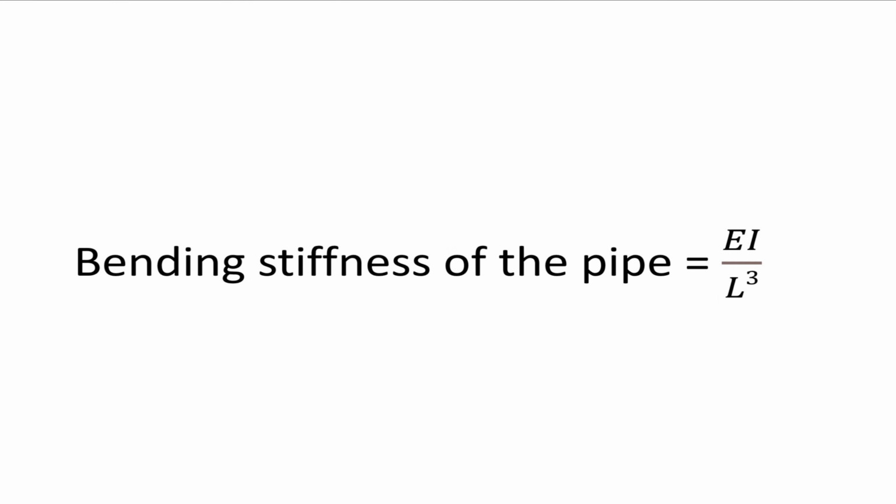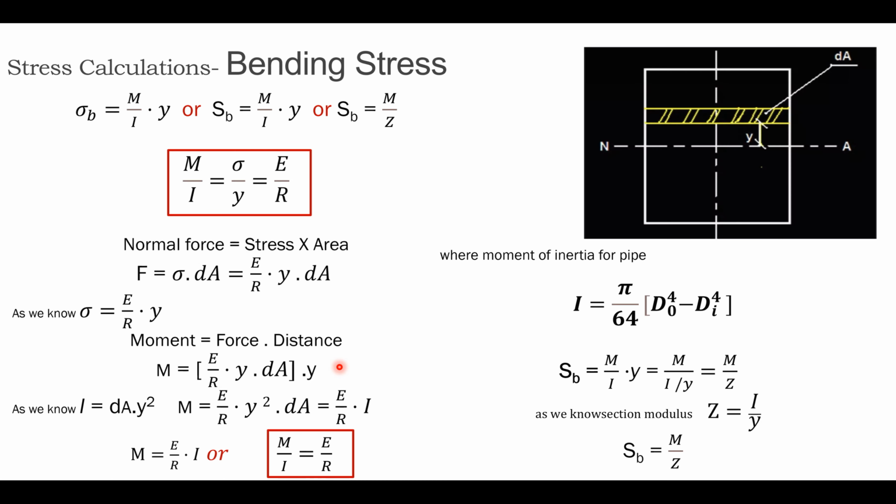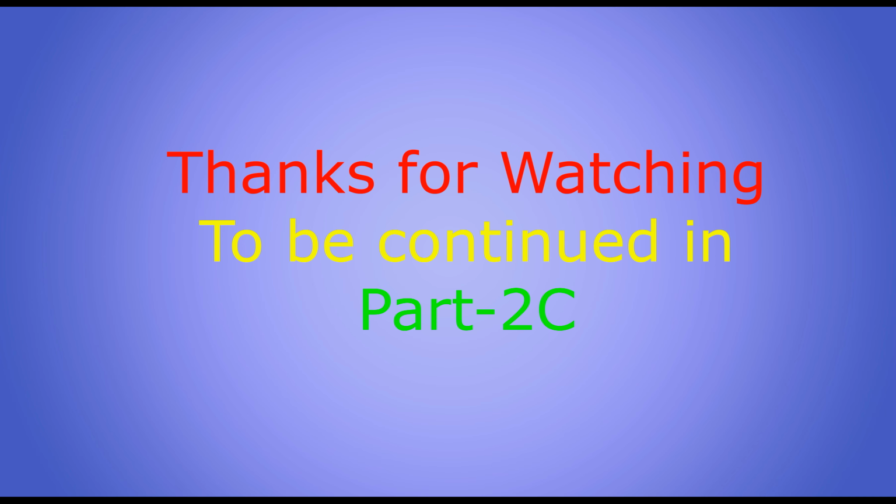So bending stiffness is equal to EI over L cube. This is additional information for you. So we can say that the strength of the pipe depends mainly on the section modulus of the pipe.